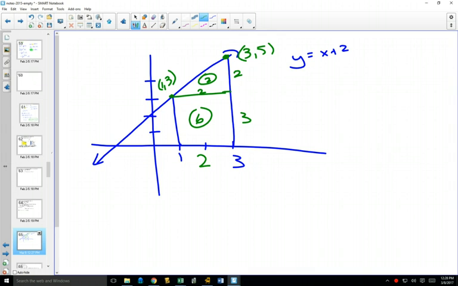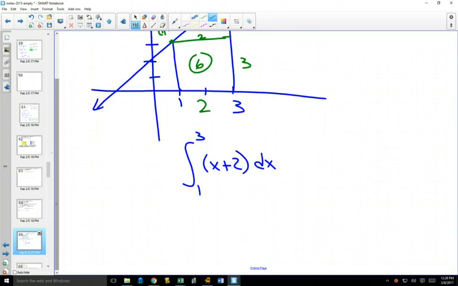So how does this work with the definite integral? Well, the definite integral says we can integrate our function x plus 2 dx from 1 to 3. This is an easy integral to do. How do we do that? Well, add 1 to the exponent, divide by 2, plus 2x. We don't worry about the c. We put it in square brackets, and we say we're going from 3 to 1.